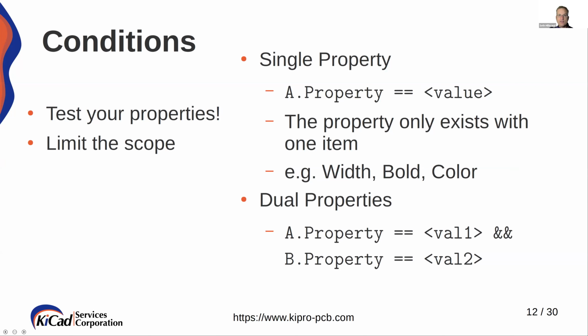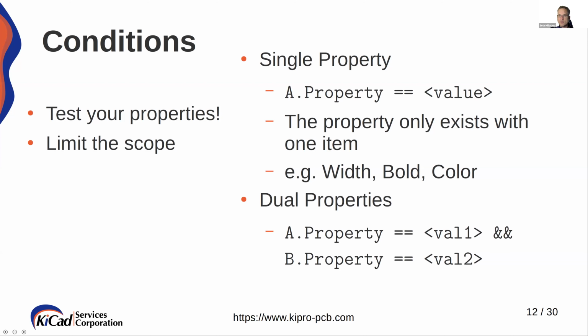Any of these elements, if you have physical clearance, hole clearance, each of these are relationships. They're dual properties. And how you write these rules is you say A.property, which is the first one, is equal to the value, and then a double ampersand, that's the and symbol, B.property equals. So you're setting two conditions on your constraint.